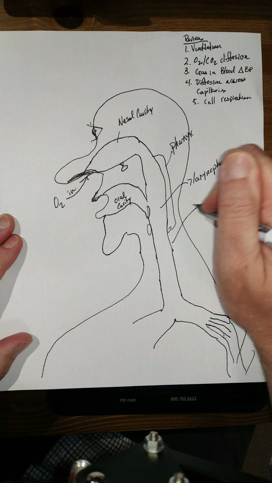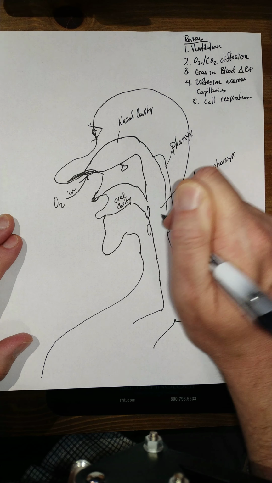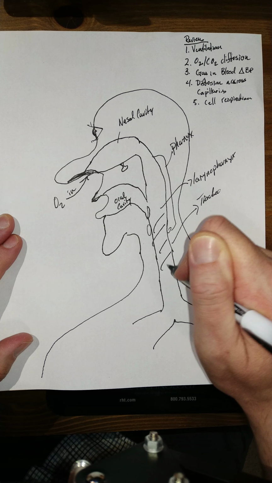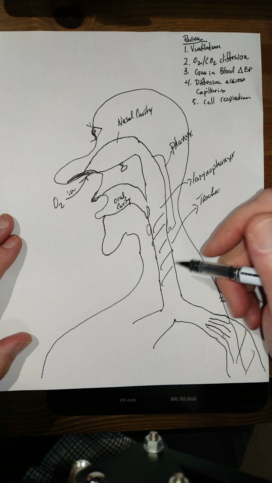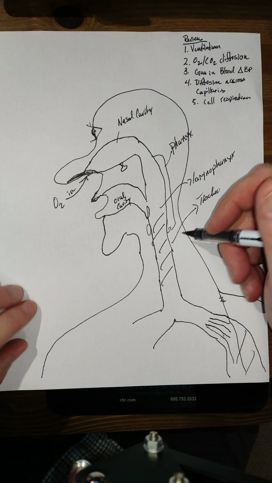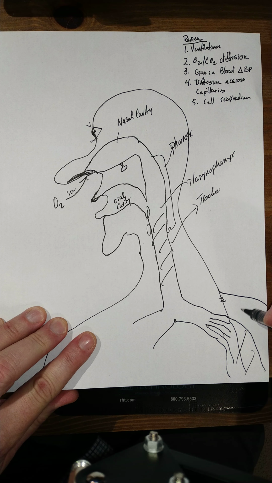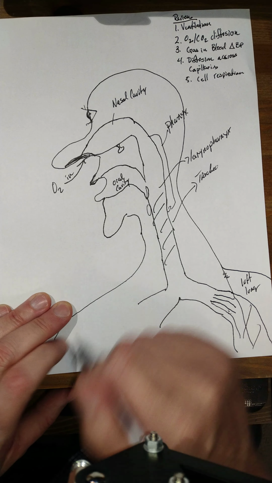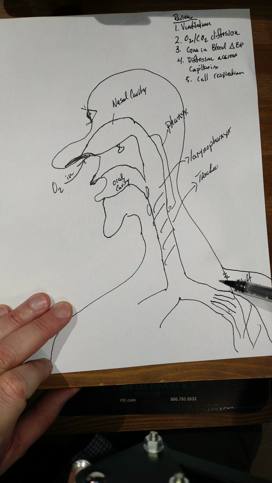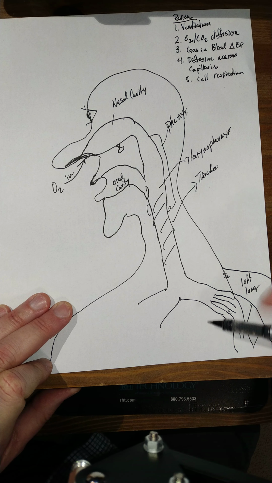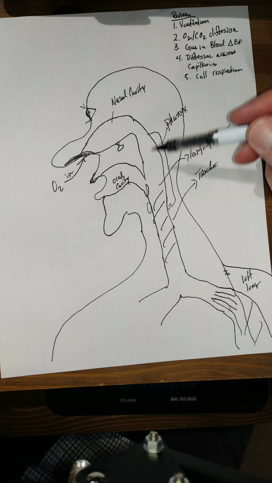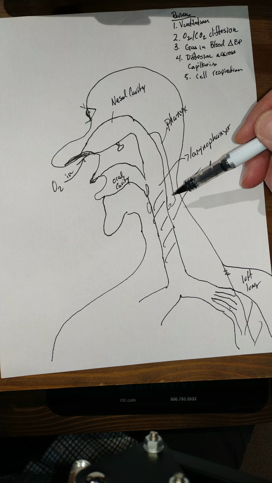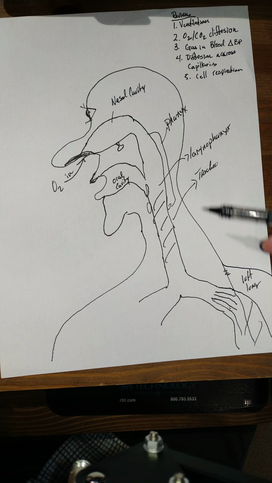And our trachea, which is covered in smooth muscle so that it can bronchodilate and bronchoconstrict. Then we have our left lung over here, and our right lung over here. Remember, our left lung has 2 lobes, our right lung has 3 lobes. And let's see if we missed anything. Our laryngopharynx, our larynx, trachea.